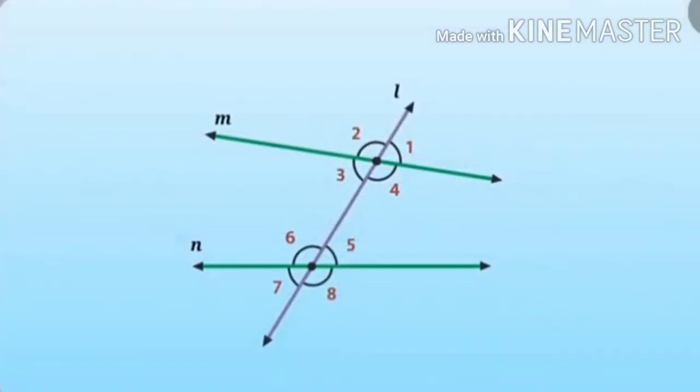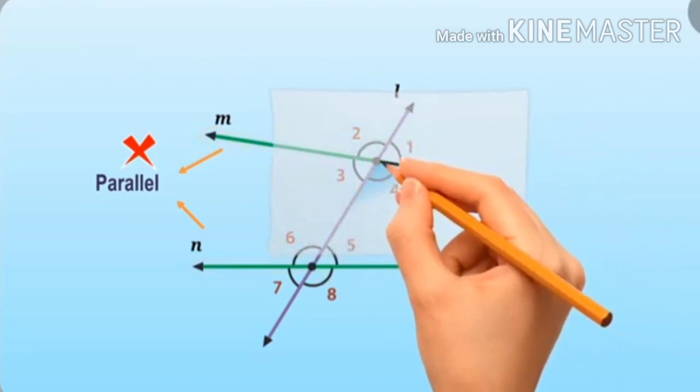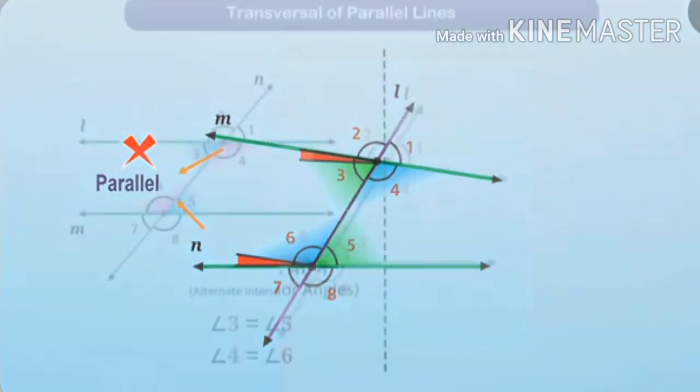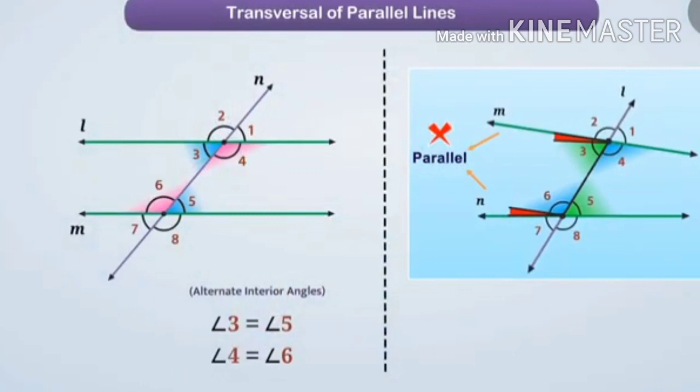Now, look at this figure. In this figure also, two lines and their transversal are shown, but here both the lines are not parallel. In this case, if we make this angle on the trace paper, putting it at its alternate interior angle, then both the angles do not cover each other completely. That is, their measurements are not equal. We can see this for any pair of alternate angles. So, what do you know from these two situations? Give it a thought.